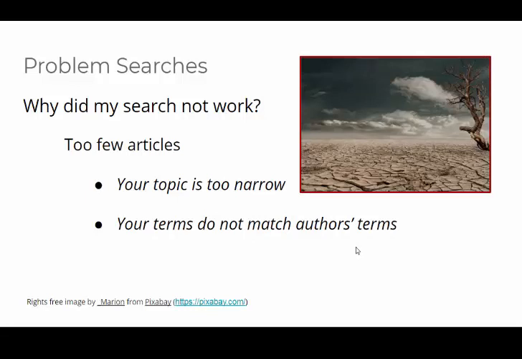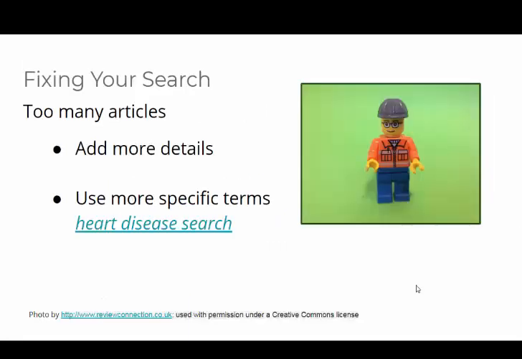In the case of too few articles, again, it's probably one of two things. Either your topic is too narrow or specific, or the terms you are searching do not match the terms that authors are using in their articles. So what do you do to fix it? With too many articles, you can add more details to your search and maybe use more specific words to describe your topic. Let's take a look at an example.